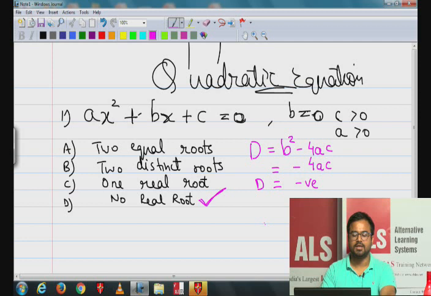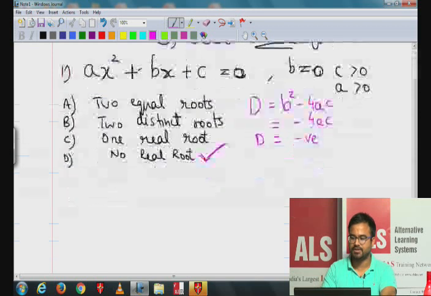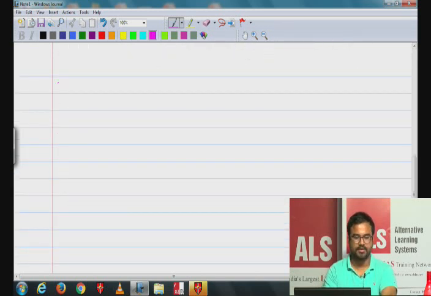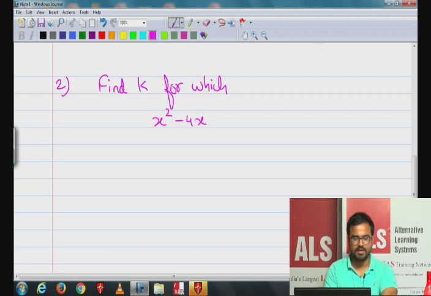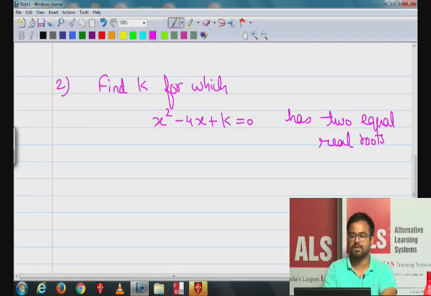Okay. Now, there was one question in the test. If it is given, find k for which x square minus 4x plus k equal to 0 has two equal real roots. Find the value of k for which this equation has two equal real roots.